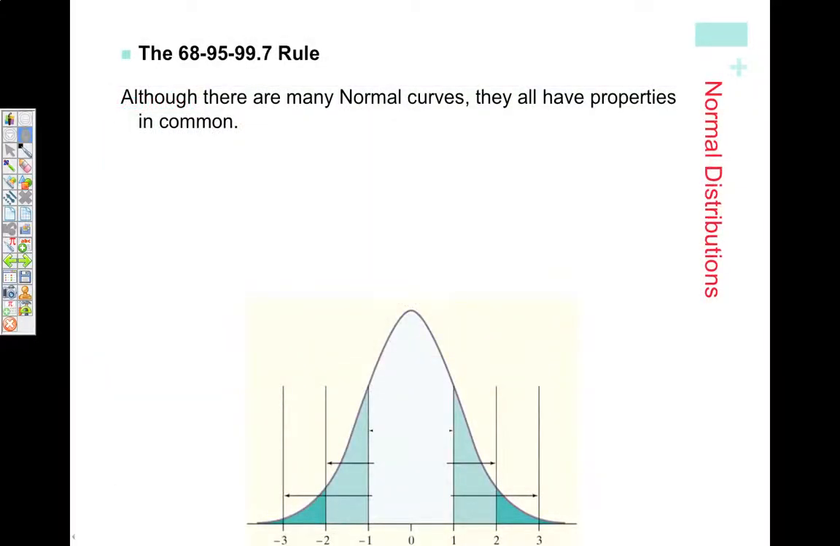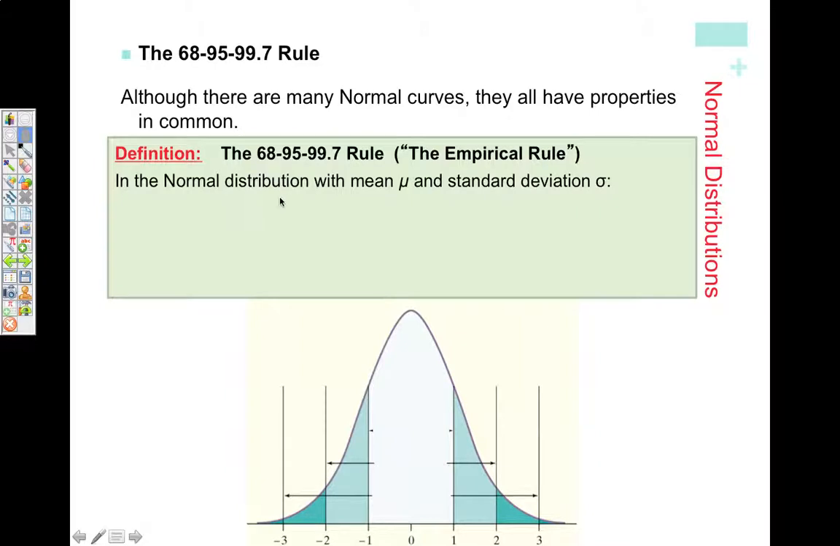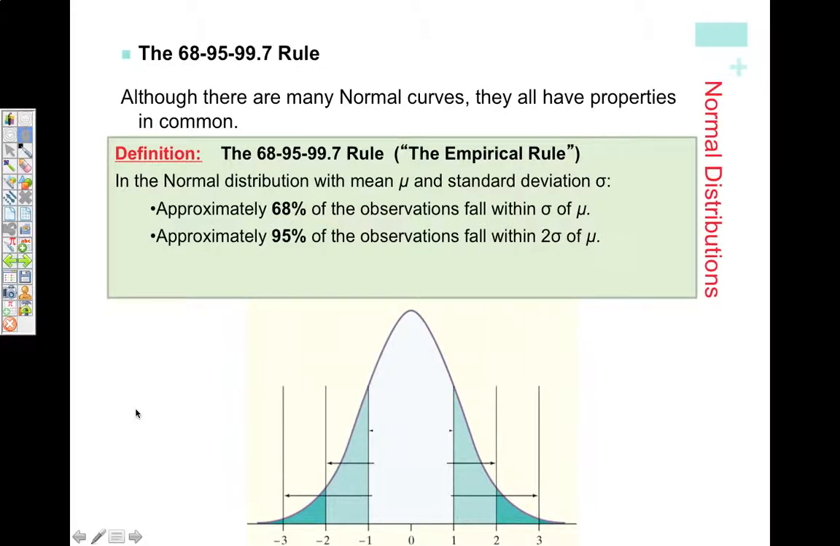So here is our 68, 95, 99.7 rule. I will call it the empirical rule. Although many normal curves look different, they have the same properties, and they follow this rule. It's called the empirical rule, and it has these numbers for a very specific reason. For every normal distribution with a mean mu and standard deviation sigma, approximately 68% of all observations fall within one standard deviation of the mean. Approximately 95% of all observations will fall within two standard deviations of the mean. And finally, approximately 99.7% of all observations will fall within three standard deviations of the mean.